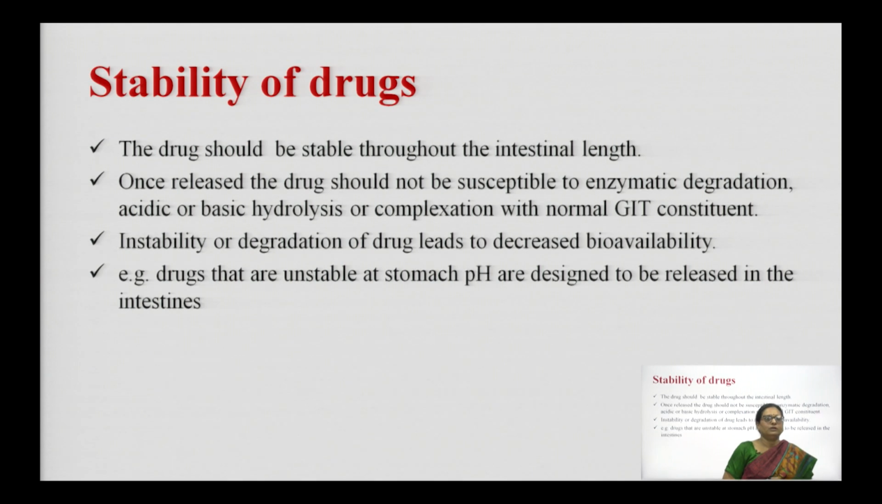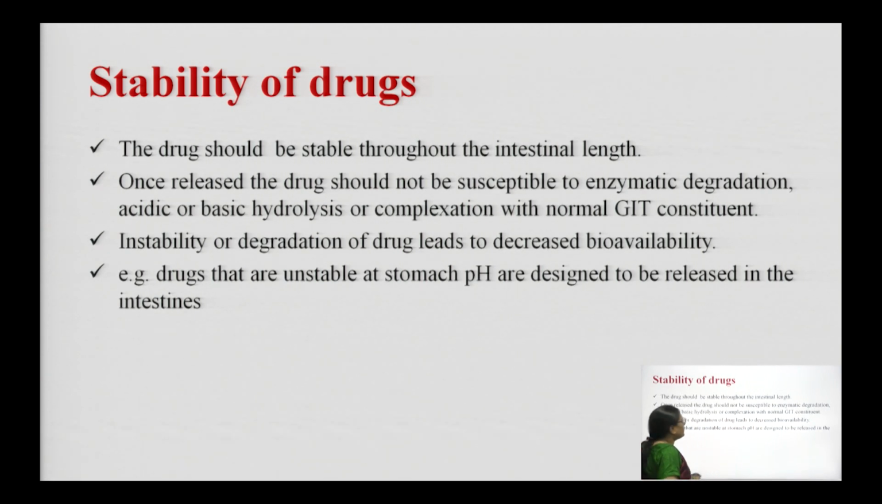Another important factor is the stability of the drug. It is very important that the drug be stable at the site of absorption. It should also be stable within the designed dosage form. If at any of these stages the drug is complexed or unstable, the bioavailability would be adversely affected. So, the drug should be stable throughout the intestinal length, because the absorption can occur along the entire length of the intestines, although the primary site of drug absorption is the small intestine.